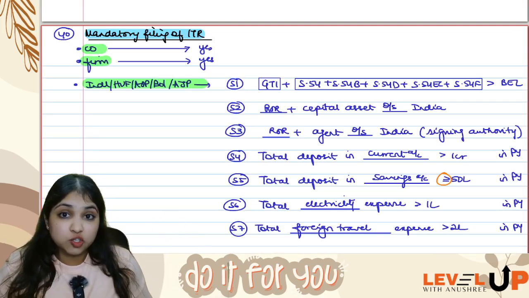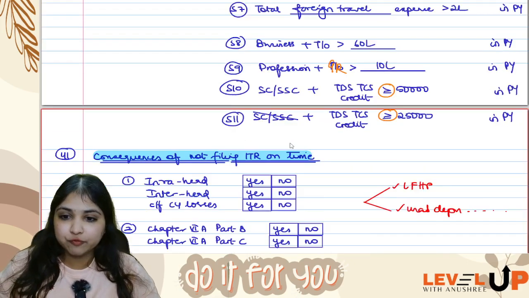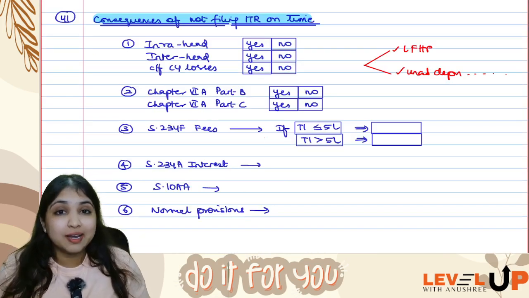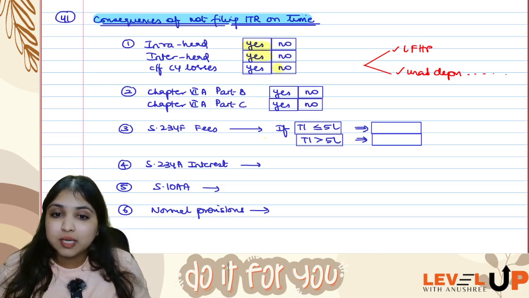But will these 11 situations apply to companies and firms? No. Every company, every firm, irrespective, they have to file ITR. Okay. Now what happens if you file ITR late? Can you do intra-head adjustment? Yes. Can you do inter-head adjustment? Yes. But can you carry forward current year losses?